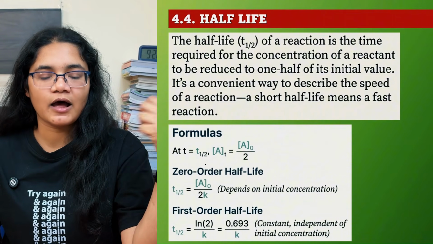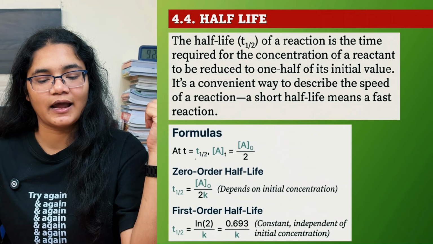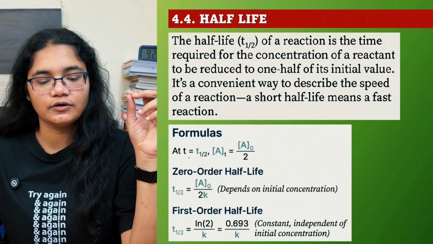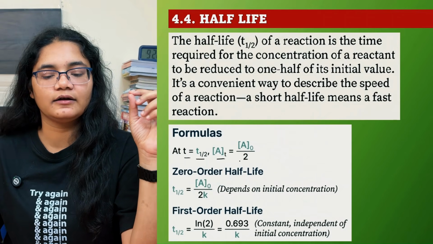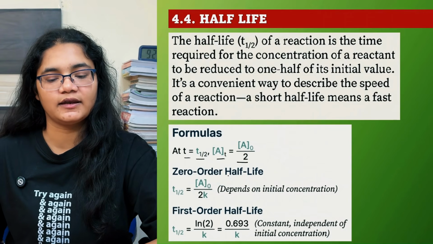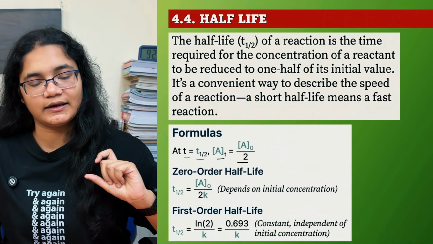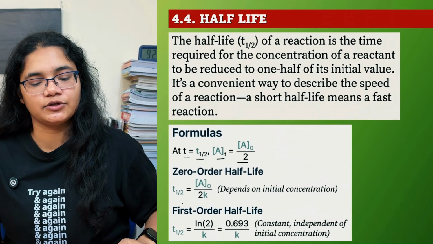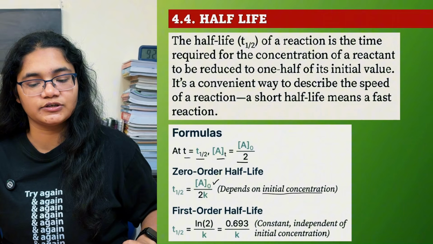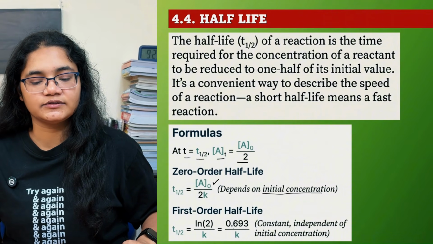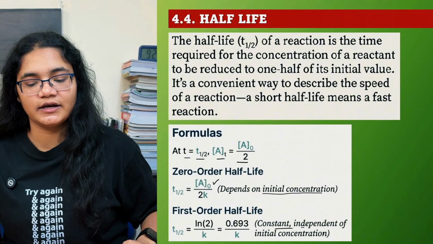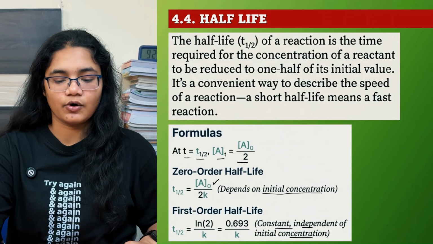For half-life, you just substitute t equal to t half and A equal to A naught by 2, and then put it in the zeroth order and first order integrated equations. You will see t half is equal to A naught by 2k for zeroth order, which depends on the initial concentration, and for first order it is 0.693 by k. It is constant and independent of the initial concentration.